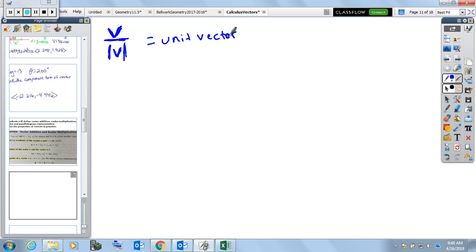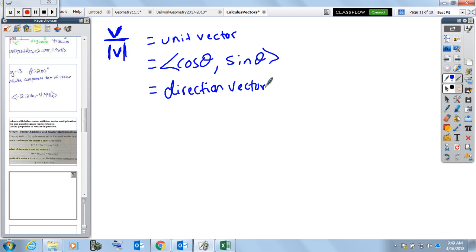Now, in terms of component form, we could also see this as cosine of the angle, whatever directional angle we're talking about, and sine of the direction angle. Once again, theta is the angle of direction for the vector v. All right. Also, we may see the same thing called the direction vector as well. So it could be the unit vector, it could be the direction vector, because really it simply tells us what our direction of motion is.